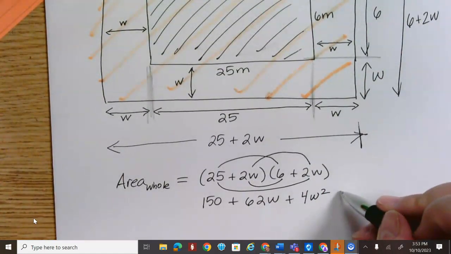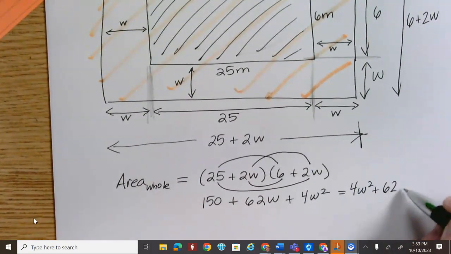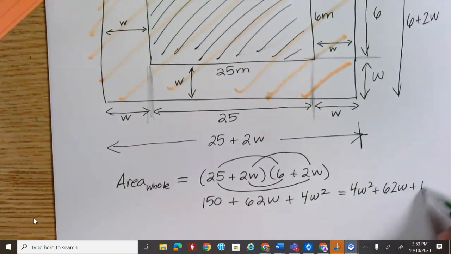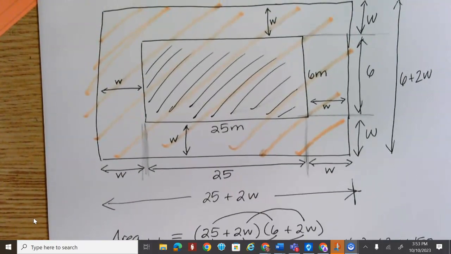Okay, so I'm going to turn that around just because we like to write our quadratics, which is what this is, because W is squared. We like to write them in standard form. Okay, so that's the area of that whole part that I shaded in orange, including the concrete edging and the place where the water goes, all of that.